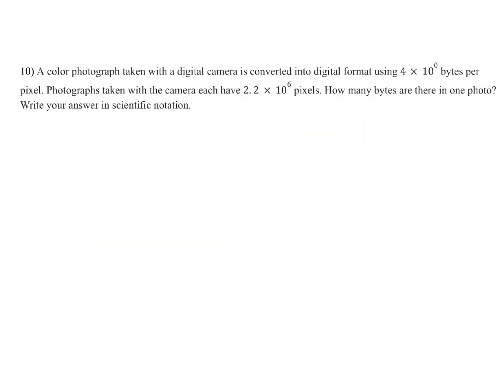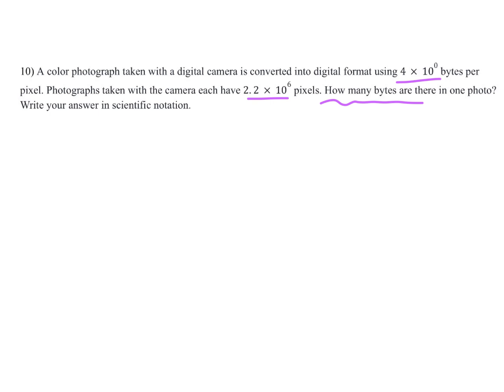For number 10, a color photograph taken with a digital camera is converted into a digital format using 4 times 10 to the 0 power bytes per pixel. Photographs taken with the camera each have 2 times 10 to the 6 pixels. How many bytes are there in one photo? So how many bytes would be in one photo?